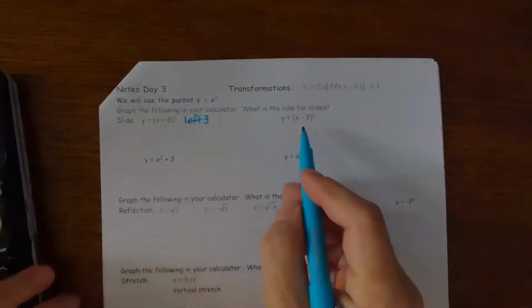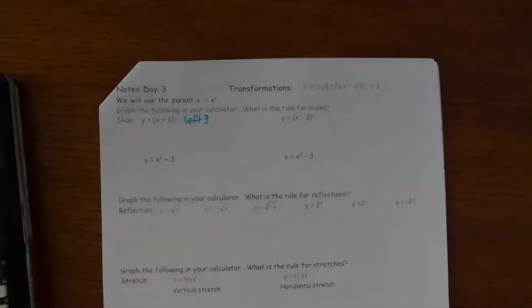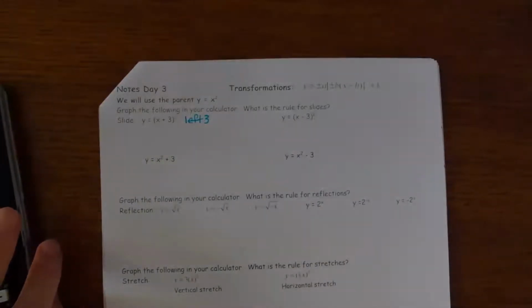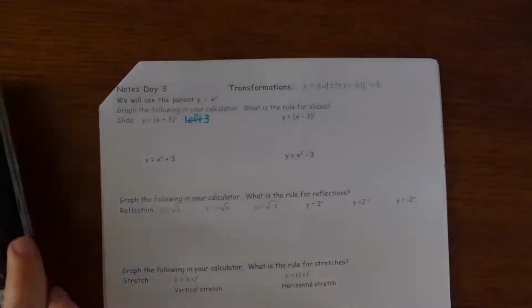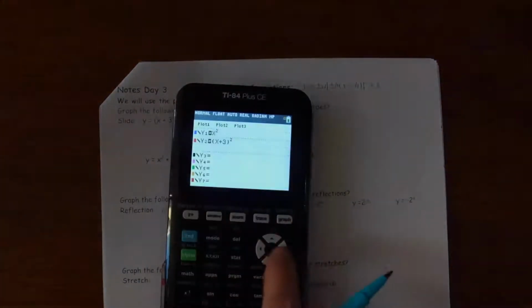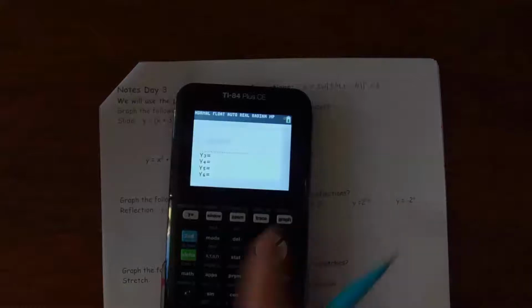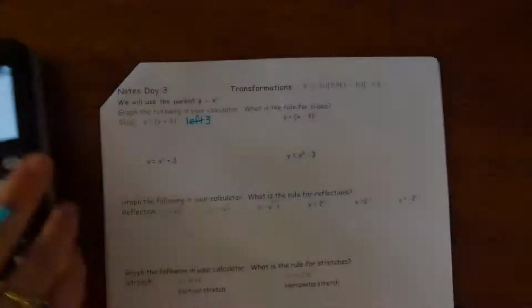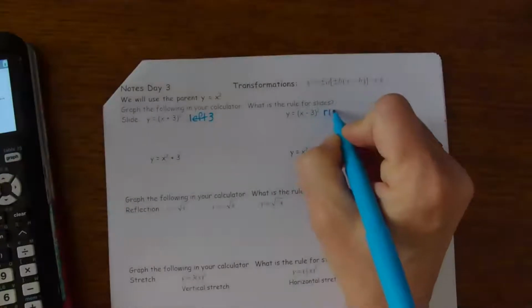So try your calculator and make a guess as to what you think x minus 3 is going to do. You can play with these and just punch different numbers and do different things and get used to where things go. But this is something you really have to know. So what happens with a minus? We could just go right there and change that to a minus. There's the parent. And there it is. What did it do? Right 3.